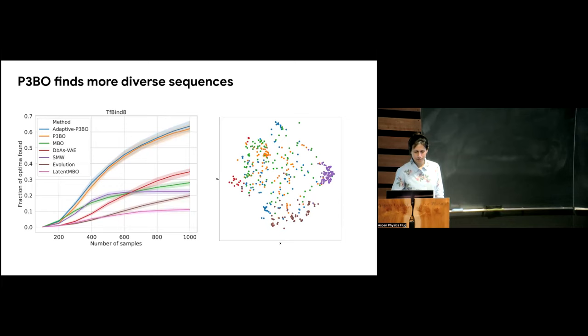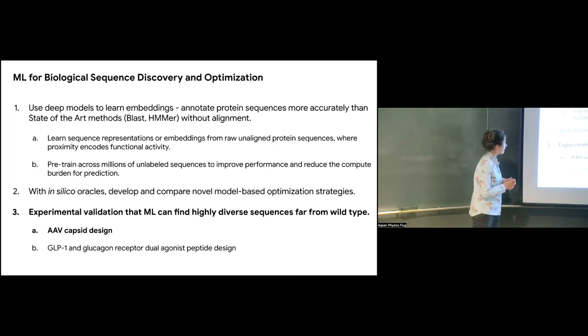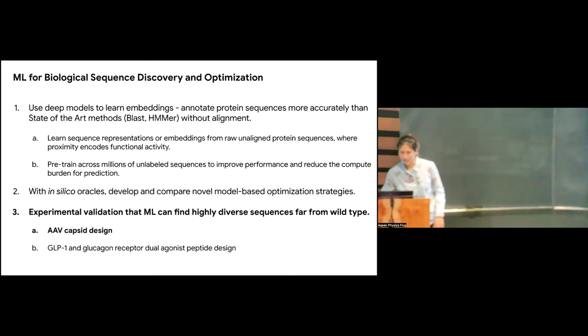Now I'm going to talk about some experiments, which is where the rubber hits the road in some sense. And I'll talk about two experimental settings, one of which is designing those capsids that I talked about earlier, adeno-associated virus capsids. The other one I'll talk about is peptide design. So these are two extremes. Capsids are really large objects and peptides are really small, trying to span the range of possibility.